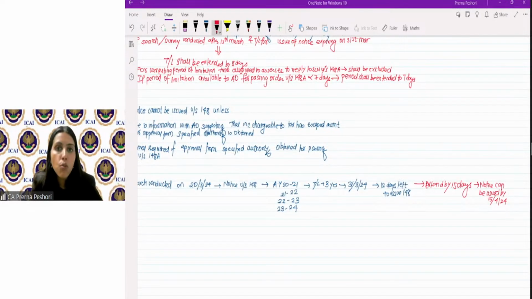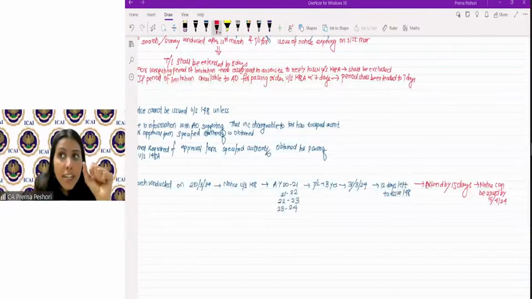Okay. Similarly, as I told you, even in the case where the 148A notices are issued, the time limit which is given to you to reply to that notice has to be excluded. Are we clear? So, the 148A time limit which is given to the assessee to reply, 7 to 30 days, that time has to be excluded for computing the period of limitation. Are you getting that particular point again?